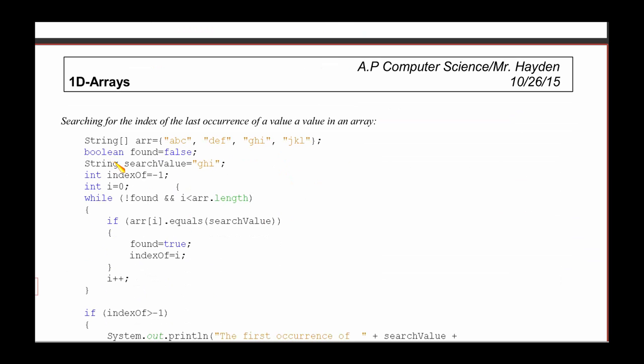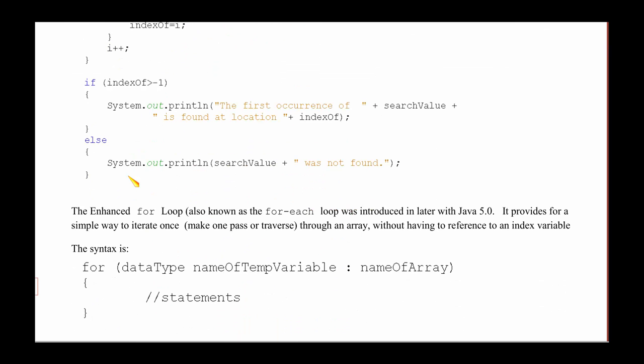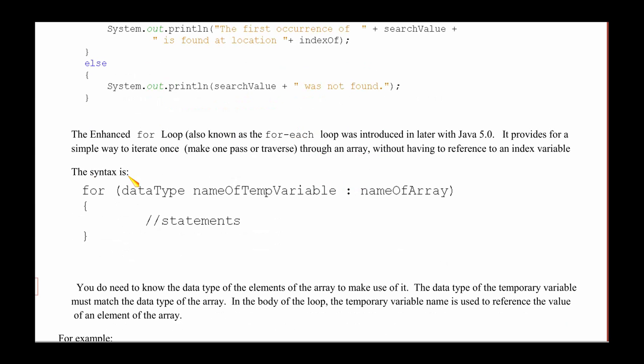All right, this would be an example of searching for the last occurrence of a value in an array. All right, then the last thing is the enhanced for loop for an array, which is used with arrays, also referred to as a for each loop. So it provides a simple way to iterate through an array without having to reference an index variable. So the way it works is you say for, and then whatever your data type of your array is, you list the data type. Then you list a name of a variable that you're going to use, a colon, and then the name of the array.